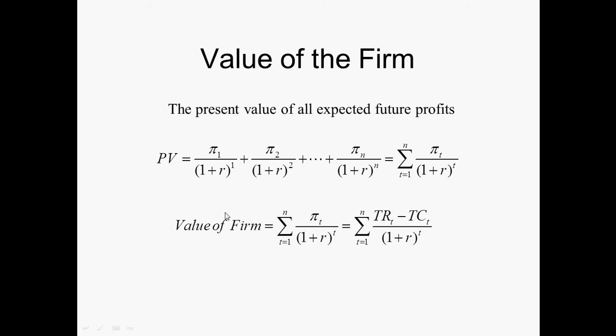Okay, so then, what's this? Over 1 plus r to the 1, 1 plus r to the 2, and all the way up to 1 plus r to the n. Okay, first of all, what's r? r is the real interest rate. So you're discounting future profits by the real interest rate.